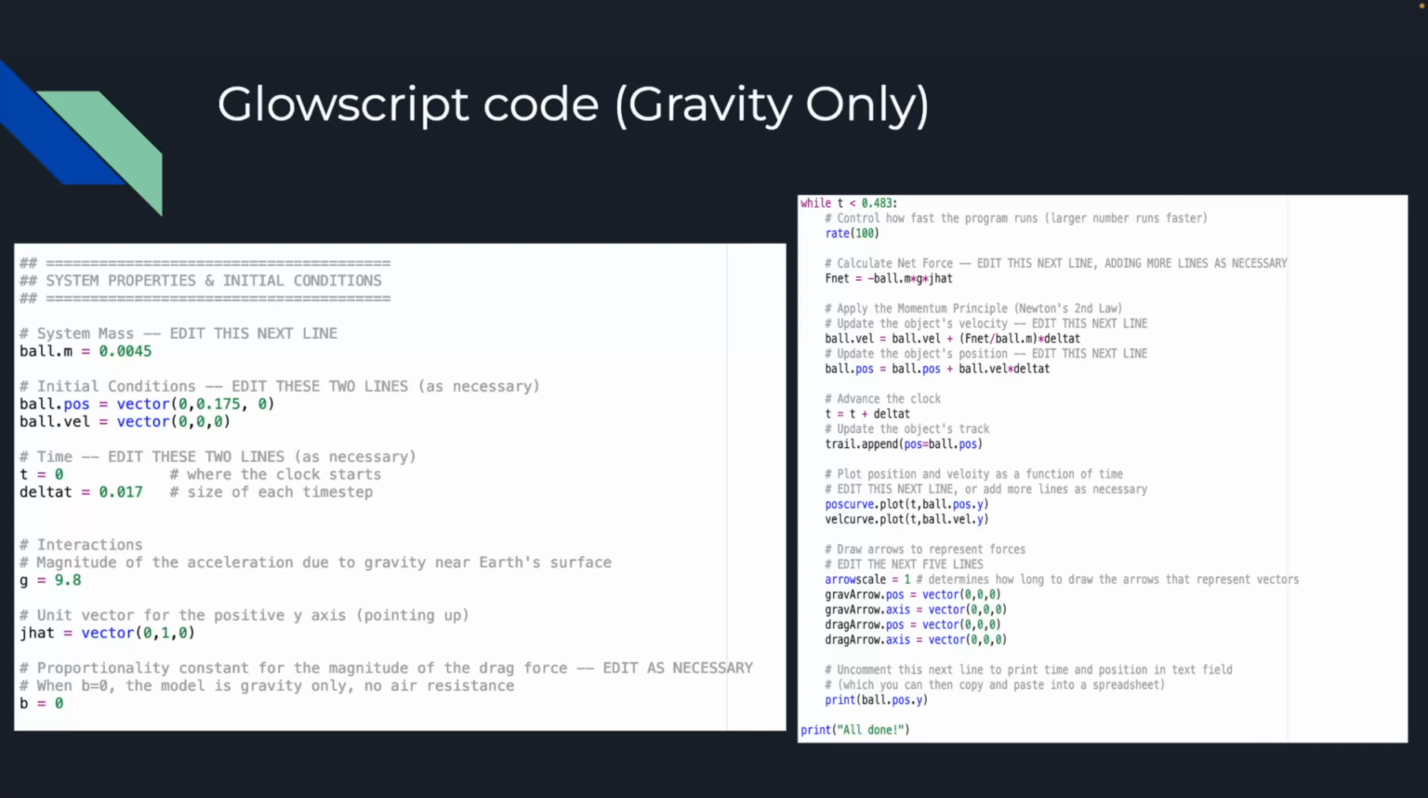This is the GlowScript code for gravity only. I set the ball's mass to 0.0045 kilograms, and the initial position vector was set to the value shown in the previous slide. Delta t was set to 0.017 since the video was recorded at 60 frames per second. The proportionality constant was set to 0 since gravity is the only force acting on the system. Here F net is the force of gravity formula, and then I update the ball's velocity and position using the velocity update and position update formulas.